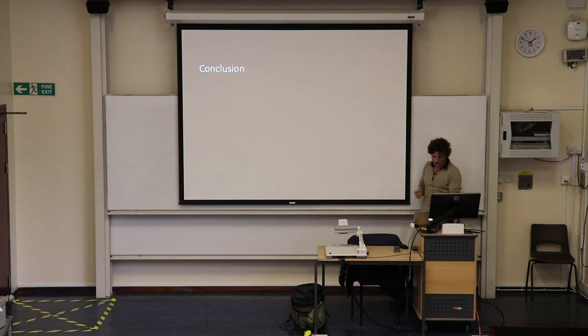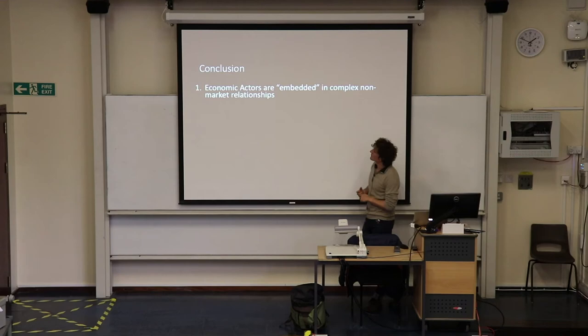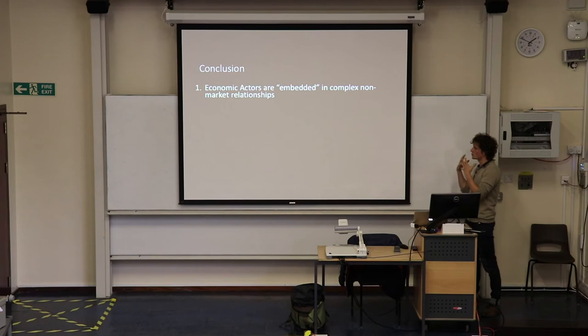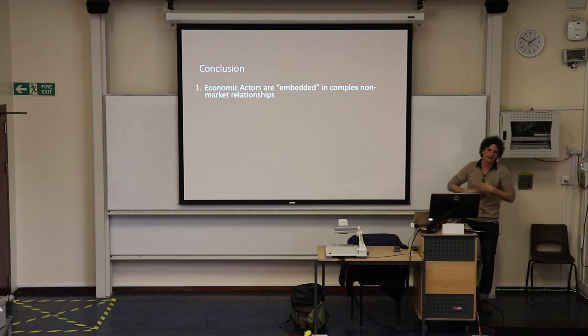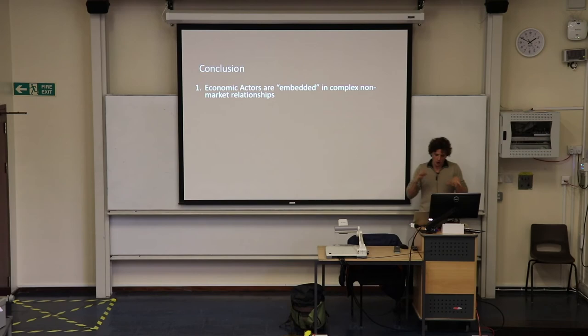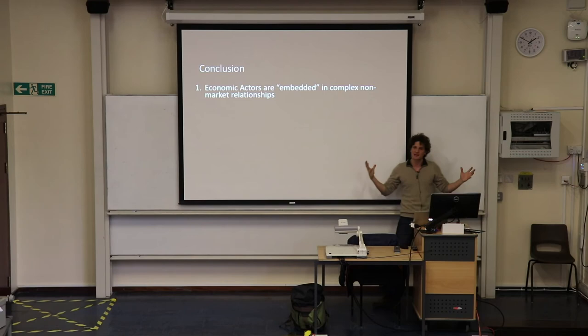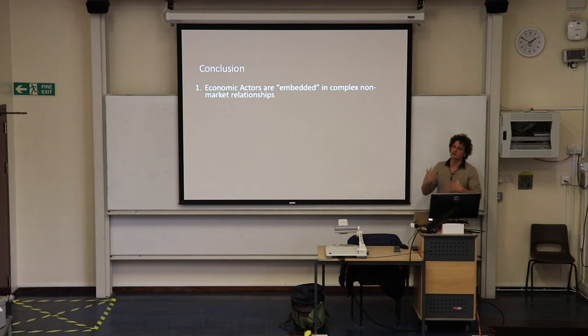Well, the first thing, obviously, is that economic actors are embedded in complex non-market relationships. So when I say embedded in non-market relationships, I mean that oftentimes the relationship between two actors engaged in some kind of transaction is not just economic. It can have other dimensions. They can be relatives, they can be friends, they might have seen each other. And I also mean that each actor on his or her own is part of a wider network of relationships that affect his or her identity, social role, predispositions, and ultimately his or her economic behavior at the specific site of the transaction.